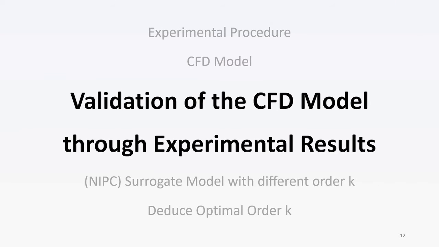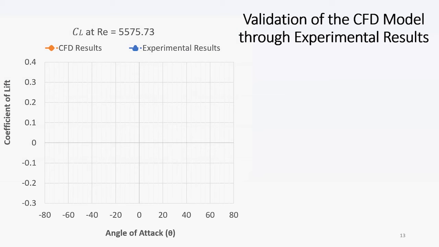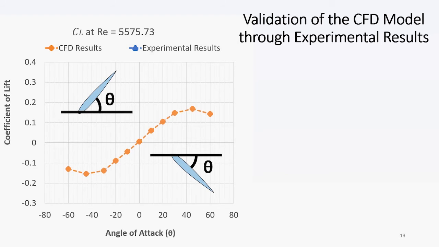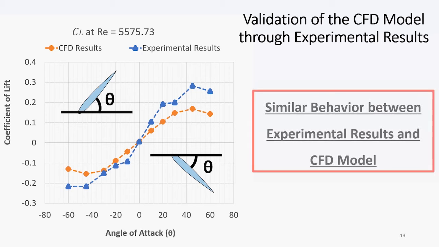Now that the coefficient of lift and drag of both experimental and CFD models are determined, the two can be compared in order to check the validity of the CFD model. Looking at the coefficient of lift at a Reynolds number of 5575.73 for all angles of attack of both CFD and experimental results, one can deduce that the two curves have similar behavior, and therefore the CFD model is deemed accurate.